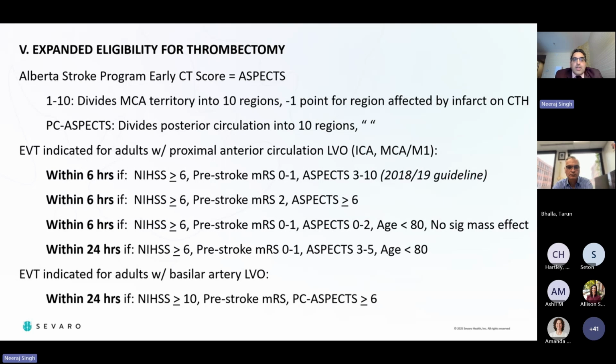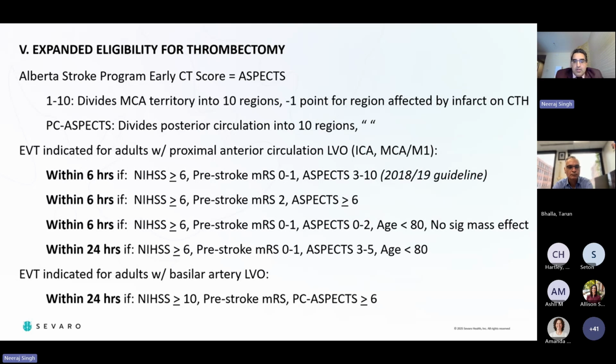Finally, I just want to point out also that now there are, for the first time, guidelines on whether someone's indicated for thrombectomy for posterior circulation, and specifically endovascular thrombectomy is indicated within 24 hours of last known normal, not just 6 hours, if there's a basilar artery large vessel occlusion, NIHSS is high, at least 10. Oh, excuse me, I missed that. I'll put that in. But pre-stroke modified Rankin scale starting low at 0 to 1, but also a PC-ASPECTS score of at least 6. So now there's some guidelines or direction for posterior circulation basilar artery occlusions as well.